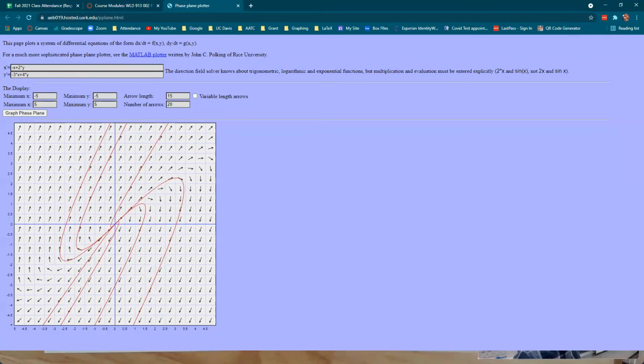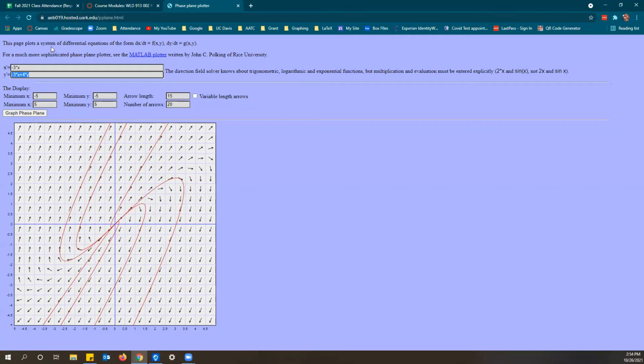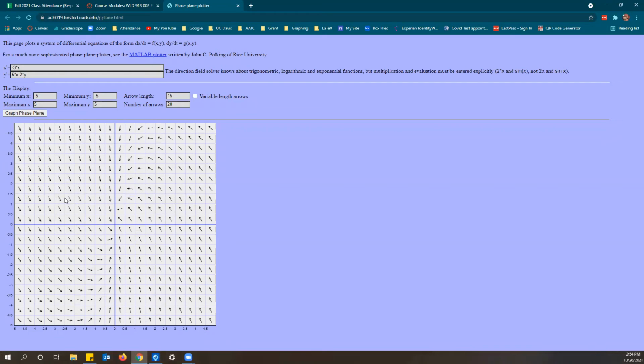Let me just show you. If we plug this in, sorry, what did I have here? I had dx dt is negative 3 times x, and dy dt is 5 times x minus 2 times y. And you can see that, oh yeah, we are going inwards, right? We're pointing towards the origin, not away from it. So that's a stable node, because everywhere we start, we end up getting pushed towards the origin.